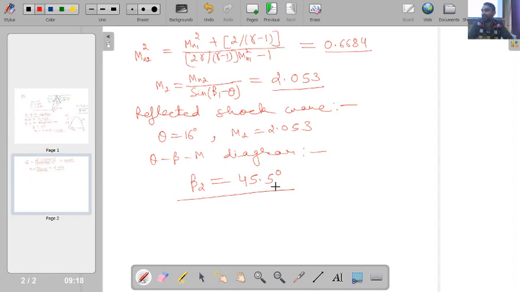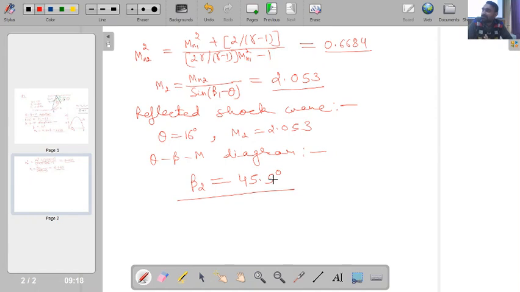For strong it decreases, but for weak it actually increases. So you can see with this numerical number, earlier the value was 35 degrees and now this beta 2 is coming out to be 45.5 degrees. So it is actually increasing over here. Up to this point, is it clear?